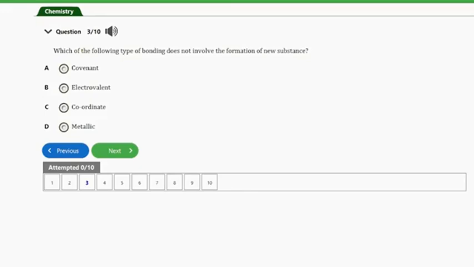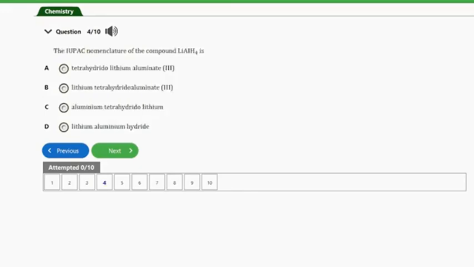Metallic bond is the bonding between metals, held by an electrostatic force. In this case, the electrons act as a glue, giving the substance a definite structure. So guys, that's it about that. Let's consider the next question.